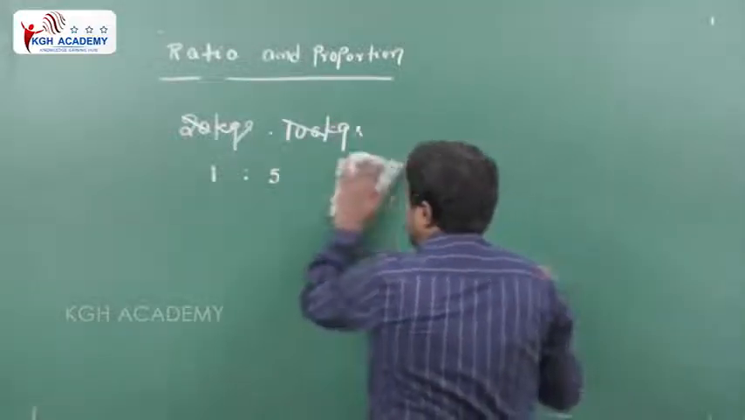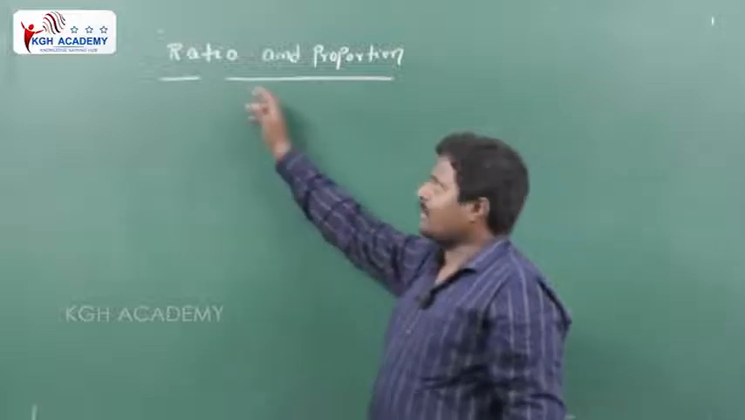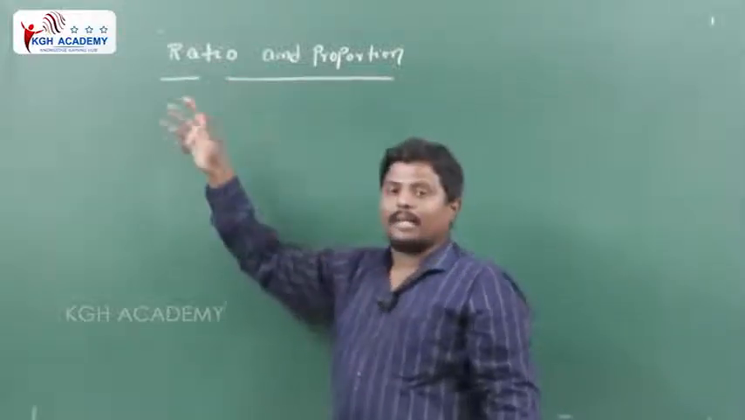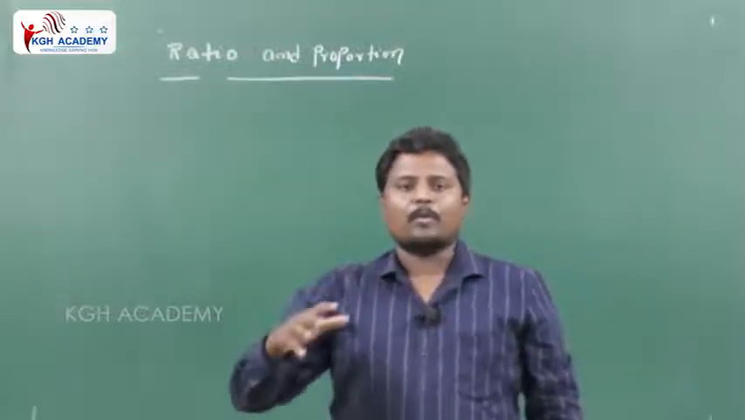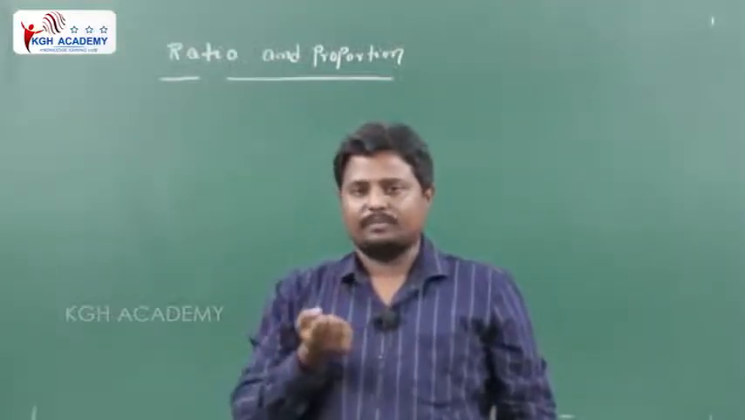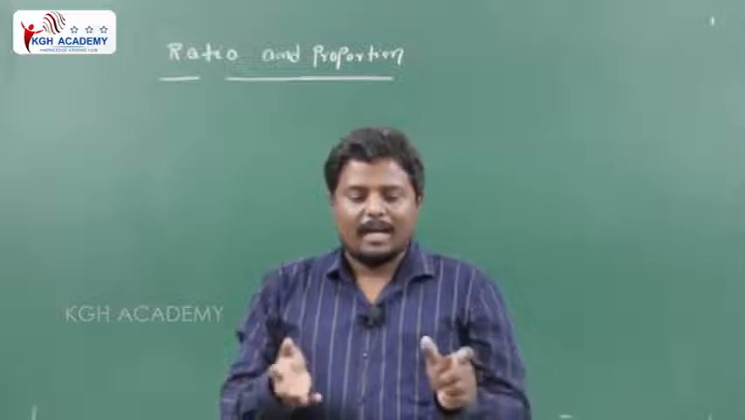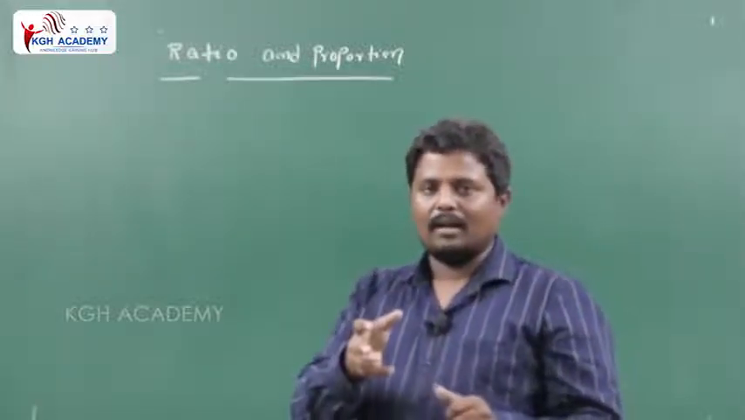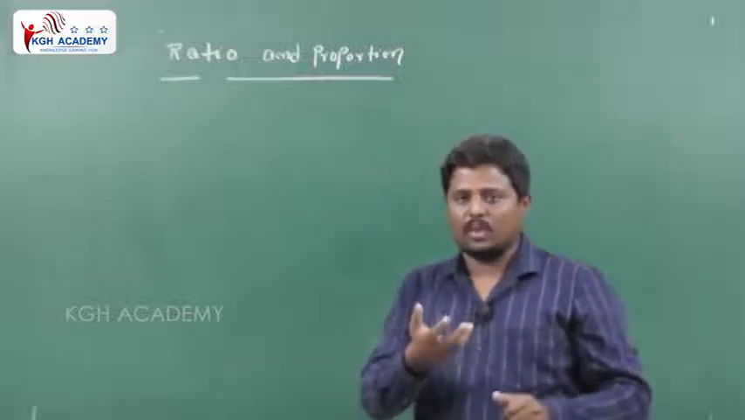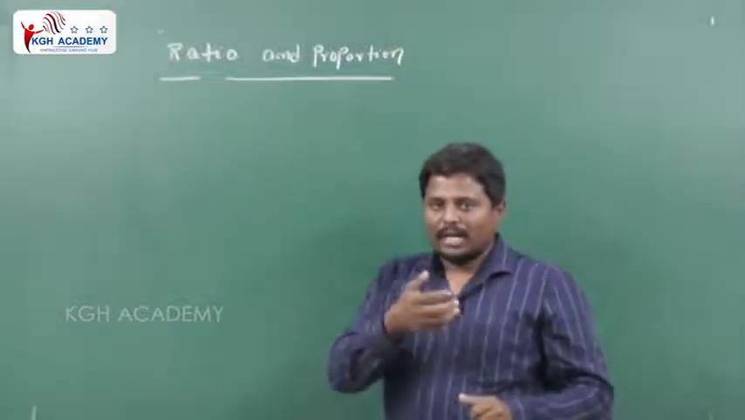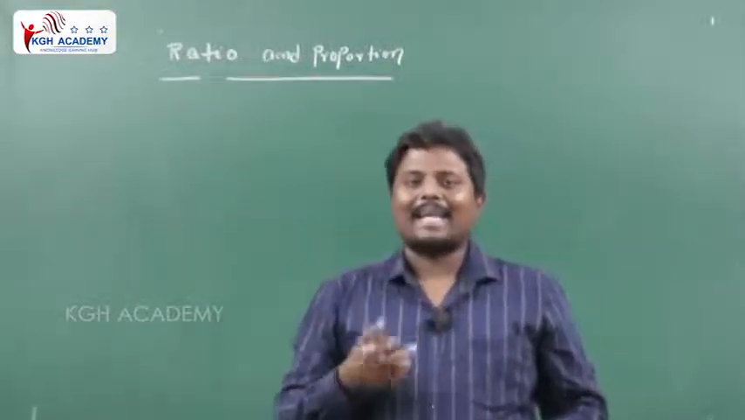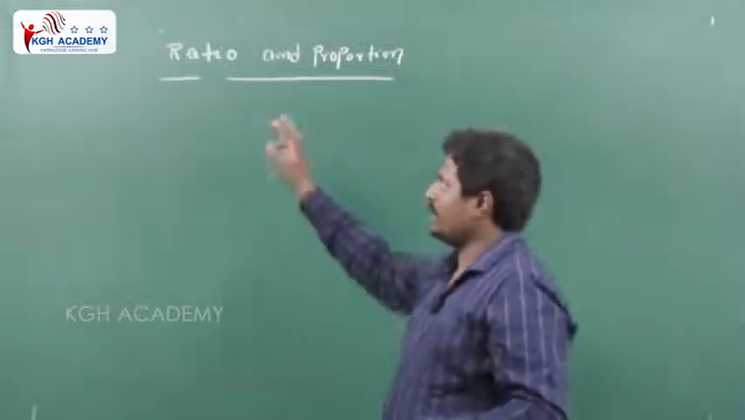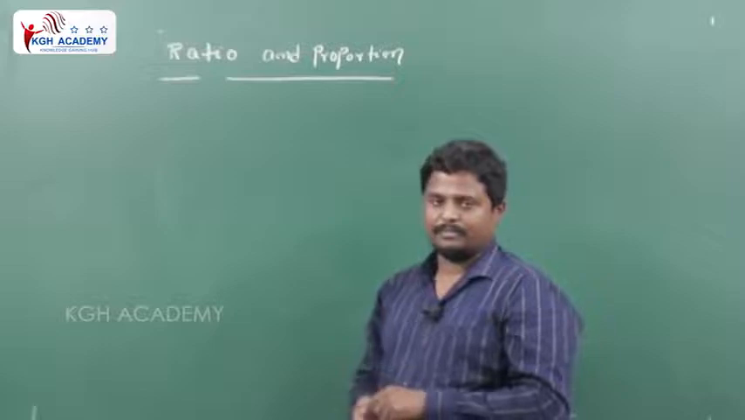First of all, we need to analyze the difference between ratio and proportion. Ratio means comparison of numbers. Proportion means comparison of ratios. If we compare any numbers, that is known as ratio. If we compare any ratios, that is known as proportion. This is the difference between ratio and proportion.